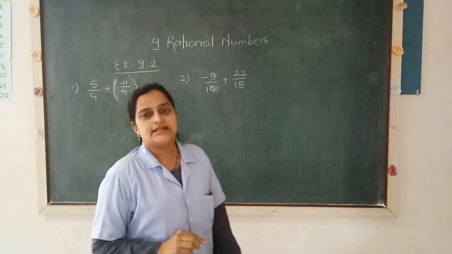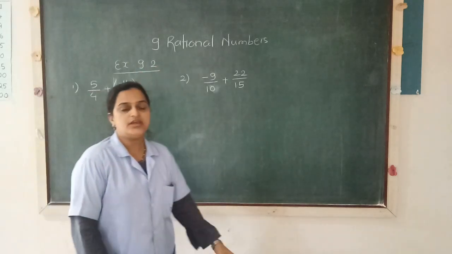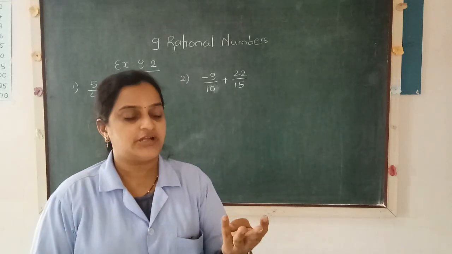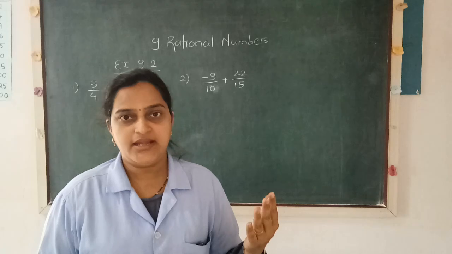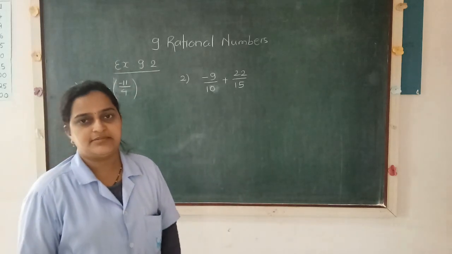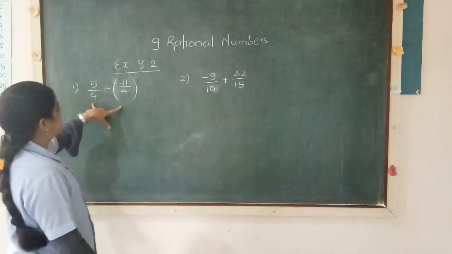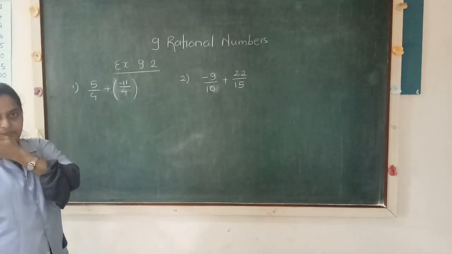Hello students, let us now solve exercise 9.2, rational numbers. We have studied the ways of operating on rational numbers: addition, subtraction, multiplication and division, right? Now let us see how to solve the examples. From exercise 9.2, question number 1, the first one is 5 upon 4 plus minus 11 upon 4.